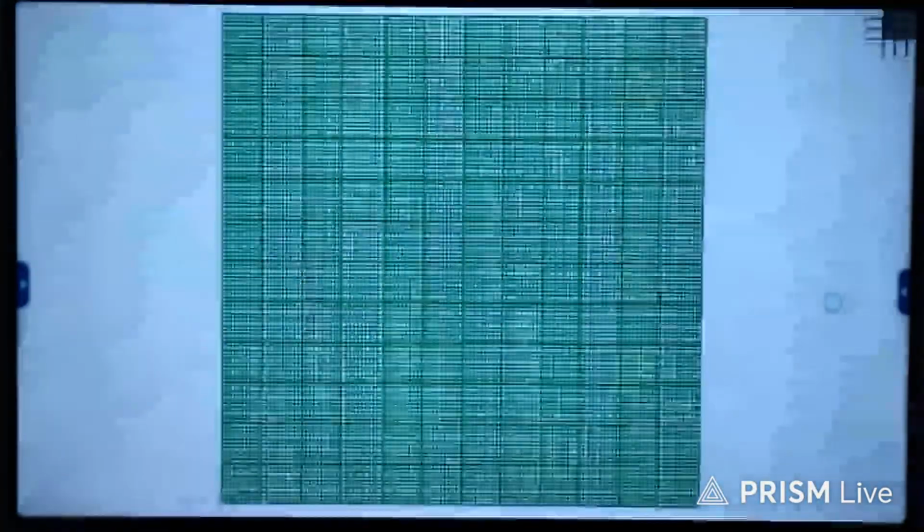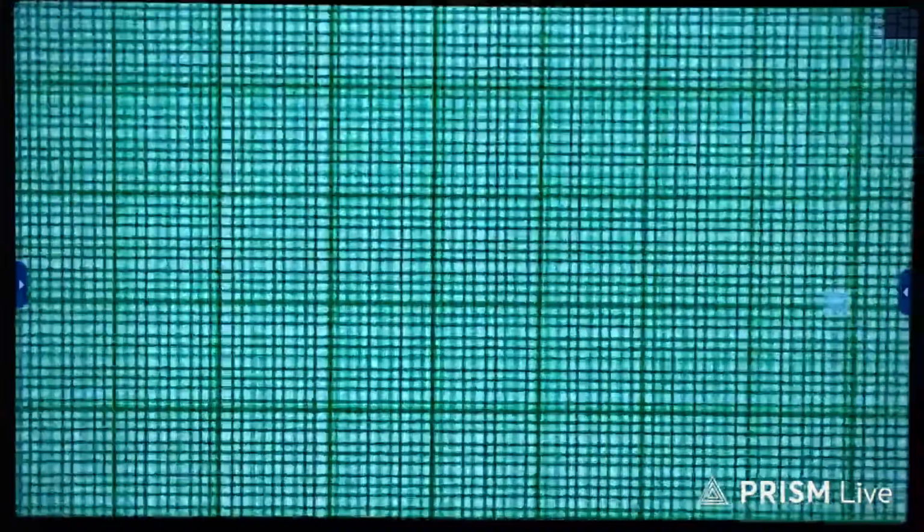Graph paper looks something like this. You can see a few thin ones. Two consecutive thin lines form a major division. This is a major division. This is a major division. And even this is a major division. Each major division on the graph paper equals 1 centimeter, horizontally as well as vertically.